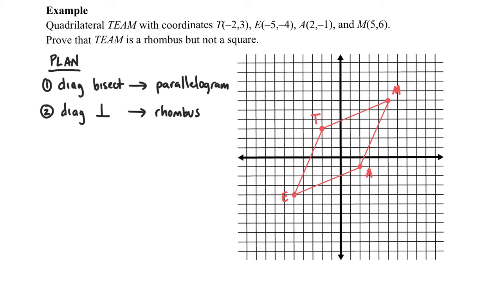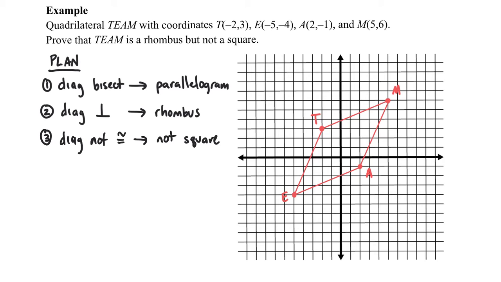Now, to prove that this is not a square, I'm going to show that the diagonals are not congruent to each other. So diagonals not congruent is going to give us not a square. So that's my plan. That's basically the first part.